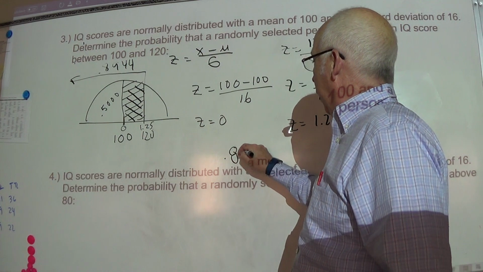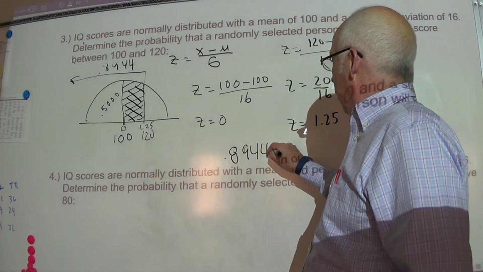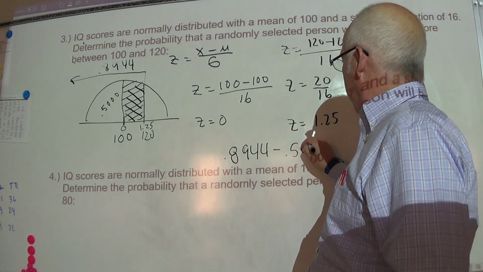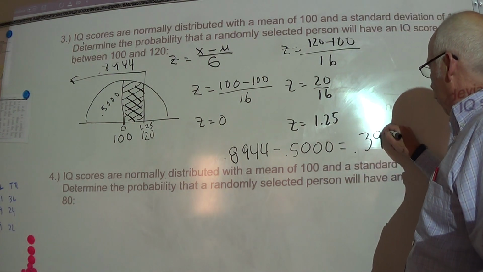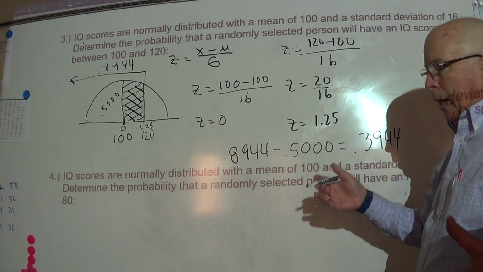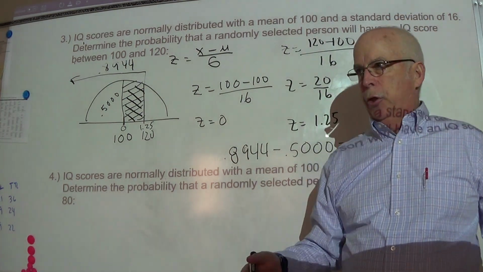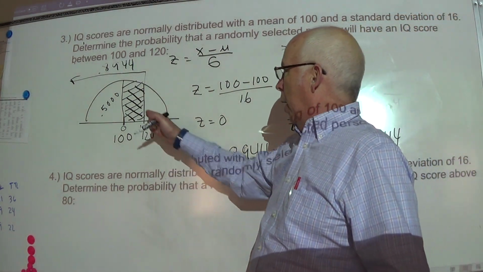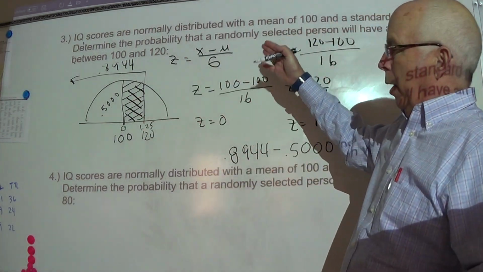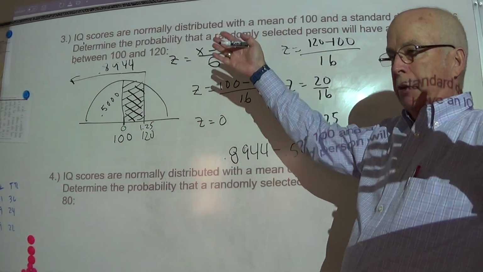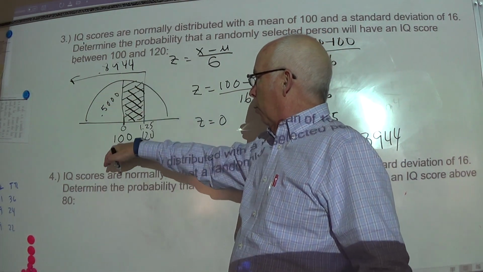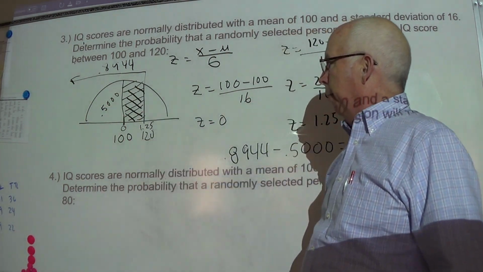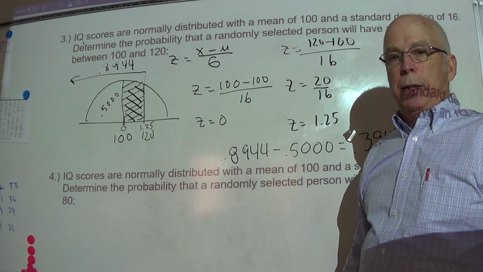So it would be 0.8944 minus 0.5000, which equals 0.3944. So 39/100ths, or 39% probability or likelihood that if you selected someone at random from a pool of, say, Benedictine students, they will have an IQ score somewhere between 100 and 120. I hope that makes sense.